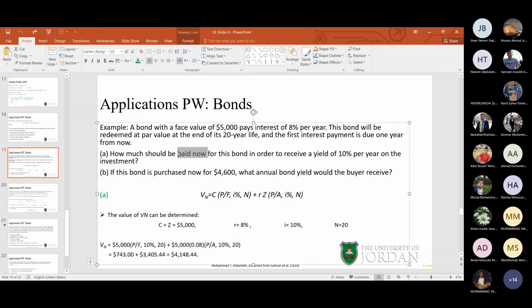عشان أحسب present worth بدي أستعمل القانون تبع البوند, which is basically gonna be the redemption value 5,000 multiplied by find P given F plus 8% in nominal interest rate multiplied by the 5,000, which would give you the amount of installments that you would get on a yearly basis. فقيمة ثابتة عم تتكرر on each year, that's an annuity. So I would multiply it by find P given A.